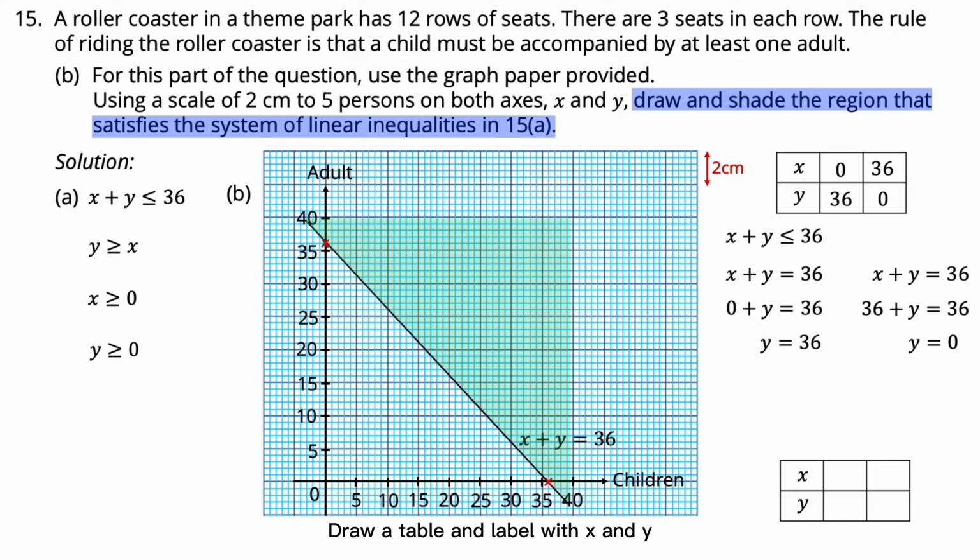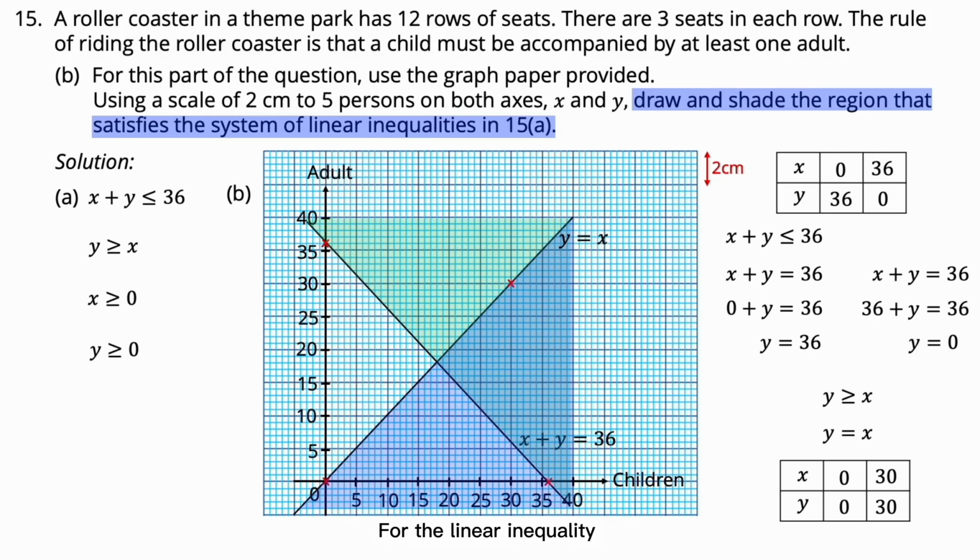Draw a table and label it with x and y. For the linear inequality y is greater than or equal to x, convert it to a linear equation y equals x. When x equals 0, then y equals 0. If x equals 30, then y also has the value of 30. Plot the point 0, 0, and the point 30, 30. Join them up with a solid line and shade the unsatisfied region that is below the straight line.